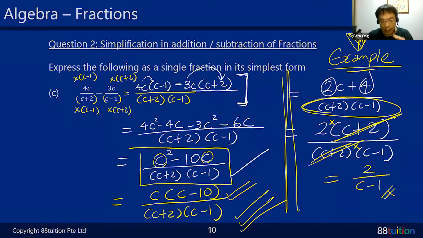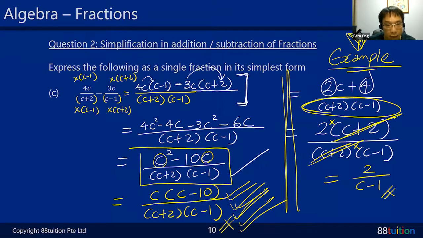Because at the moment, at the red, yellow color box, you still don't know whether can cancel or not. So how? Factorize first. You factorize to see whether you can cancel. If can cancel, you go ahead and cancel. If cannot, leave it as this answer. It's okay. I would prefer this as your answer, as the factorized format.